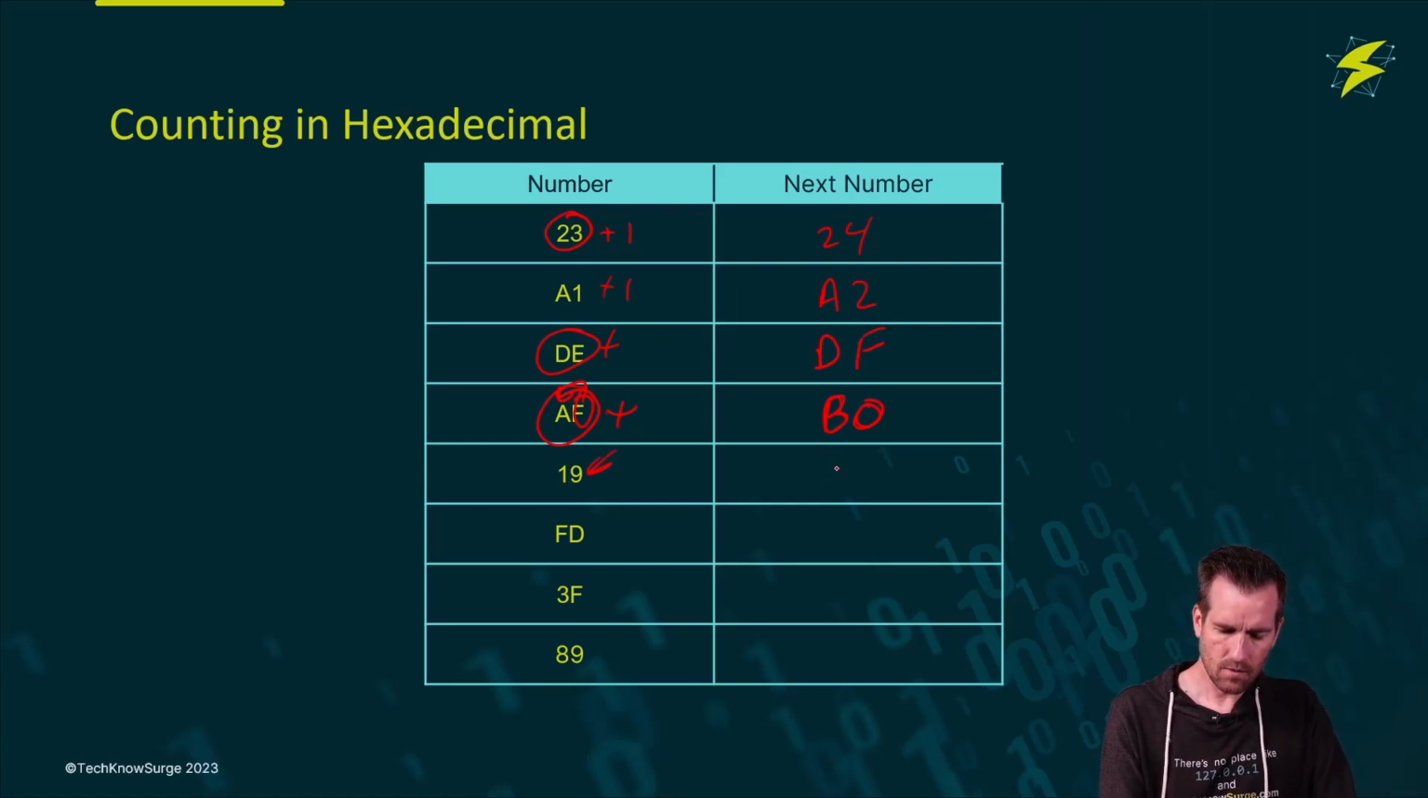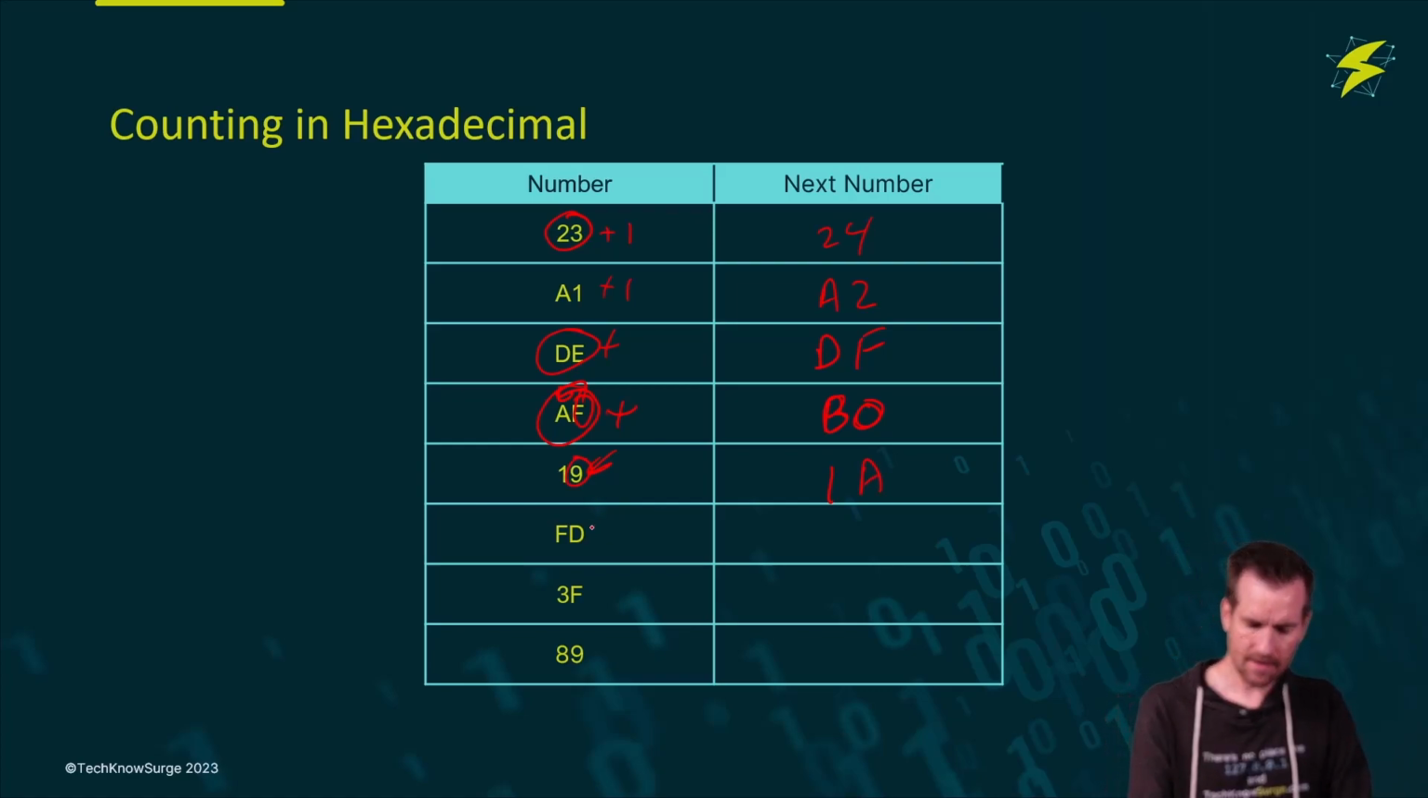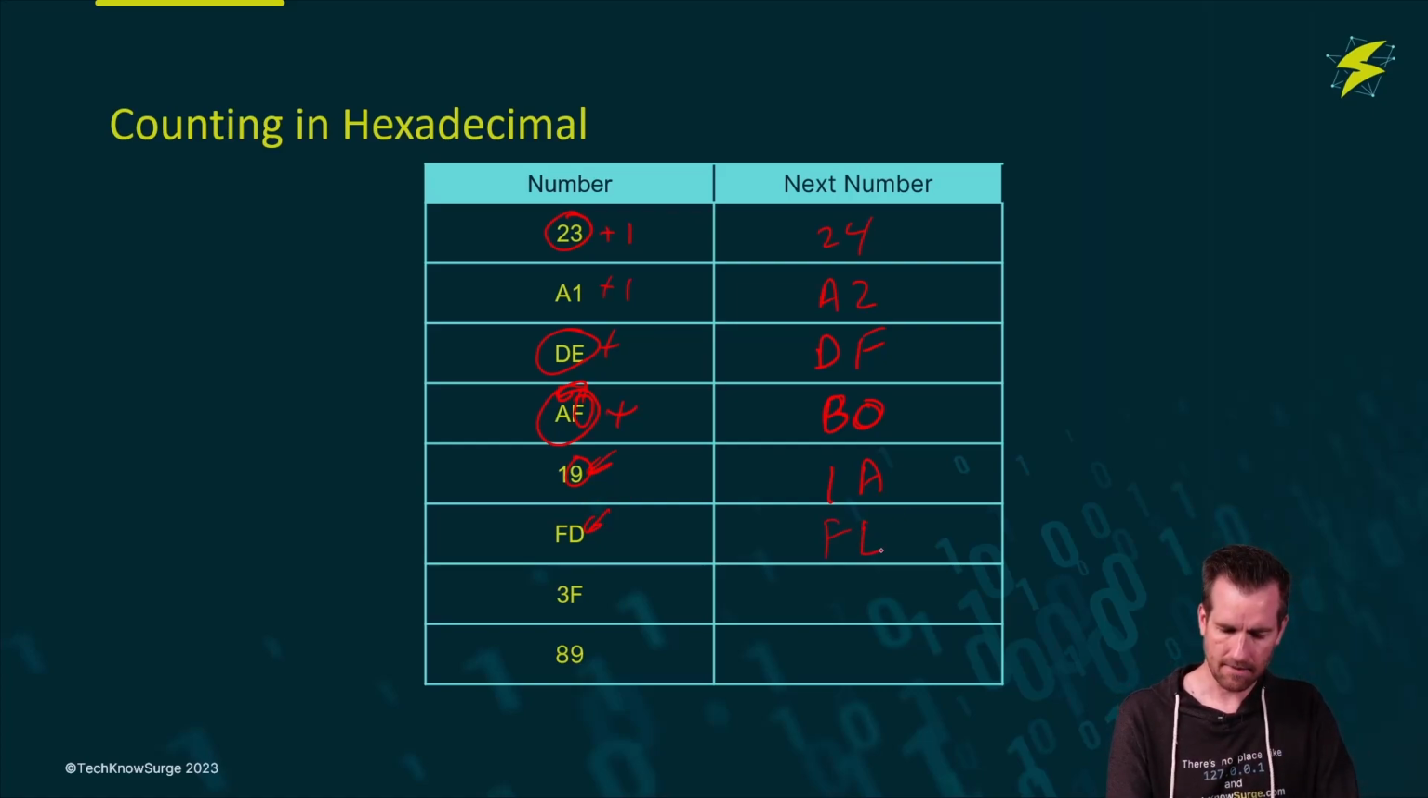19, the next one would be 1A, because what comes after 9 is A. So that could get a little tricky. FD, so the next one is FE.